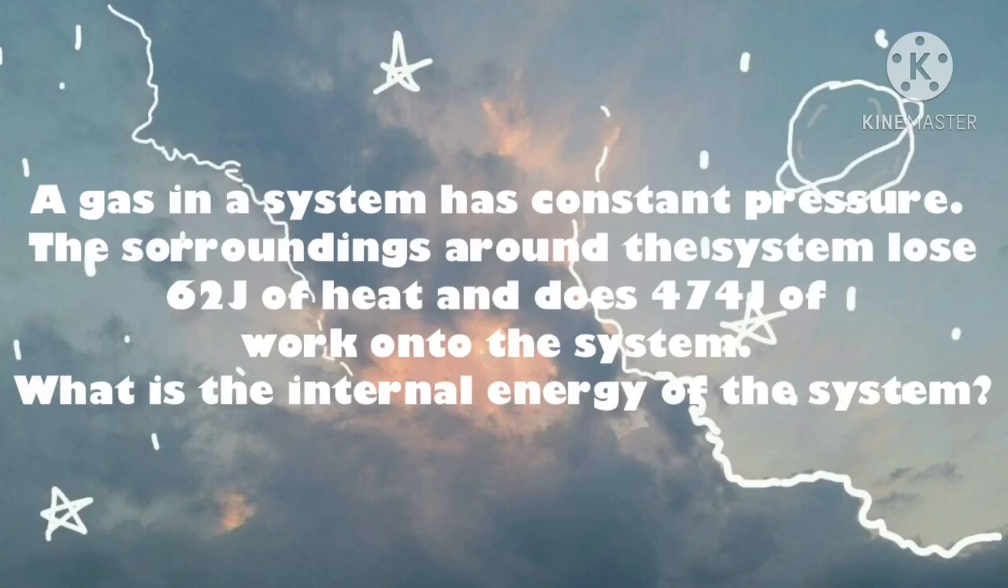So to find the internal energy, delta U, we must consider the relationship between the system and the surroundings. Since the first law of thermodynamics states that energy is not created nor destroyed, we know that anything lost by the surroundings is gained by the system. The surroundings lose heat and thus do work onto the system. Therefore, heat and work are positive in the equation delta U equals Q plus W, because the system gains heat and gets work done on itself.